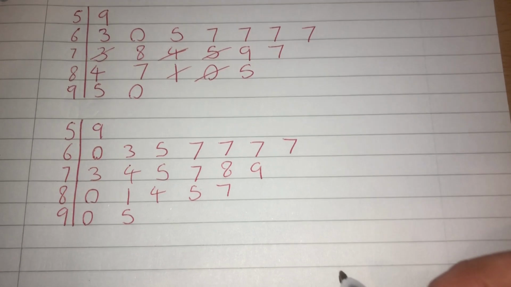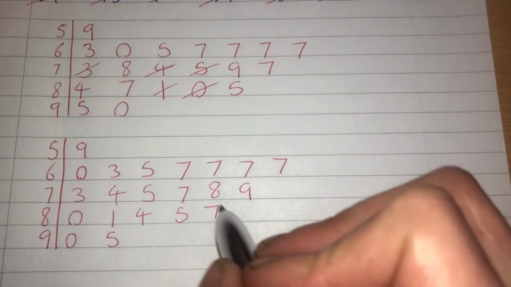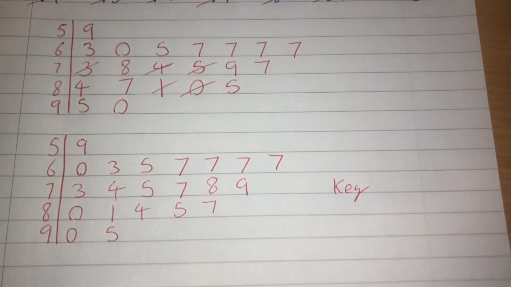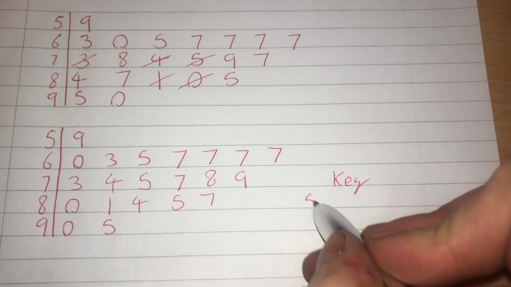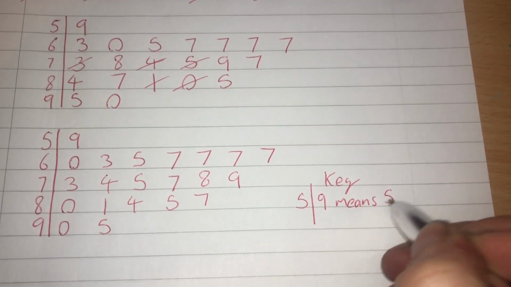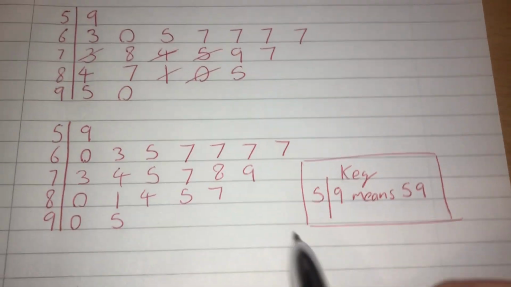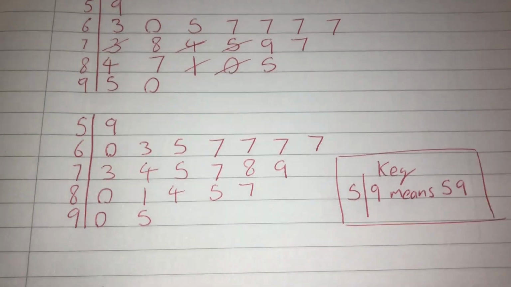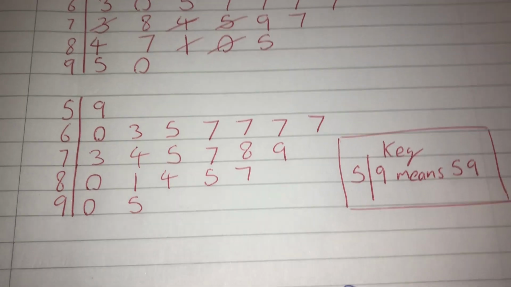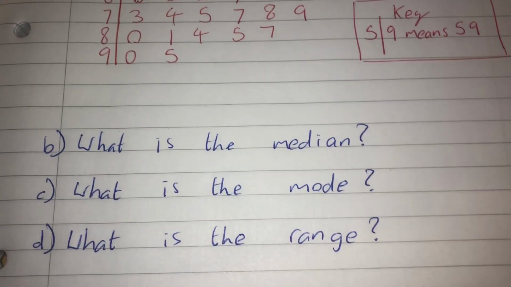The last thing you always need to include with the stem and leaf, and there's a mark awarded for this in the exam, so be careful not to skip it, is a key. So for the key all you need to do is pick a value from your stem and leaf. I always just pick the first one. 5/9 means 59, and that is just to allow anyone who is reading your stem and leaf to interpret what it represents, because stem and leaves can also be used for decimal numbers or numbers in our hundreds or in our thousands.